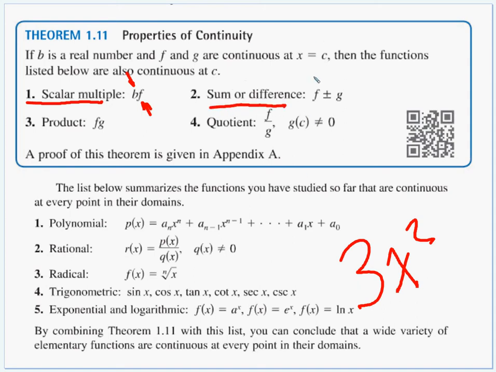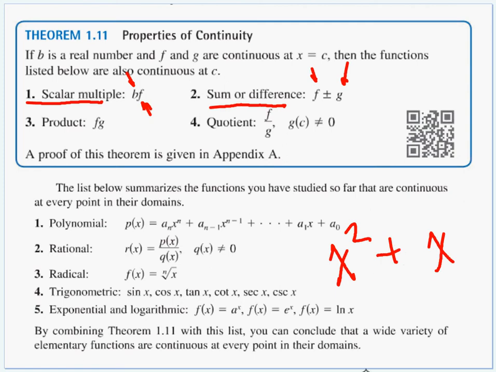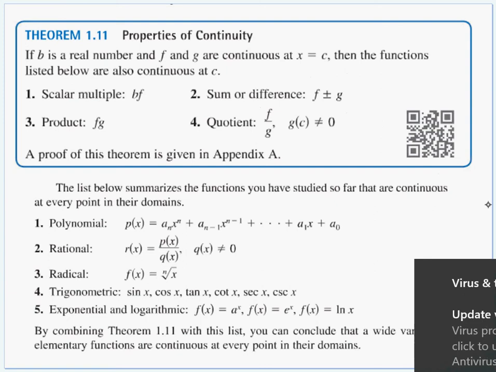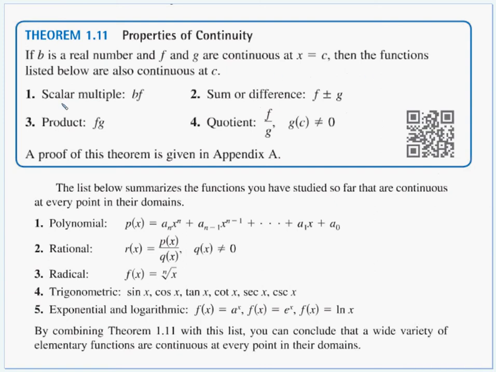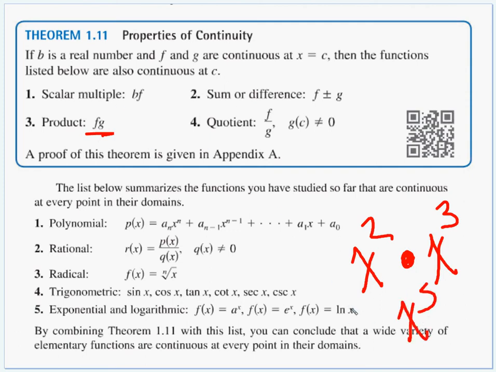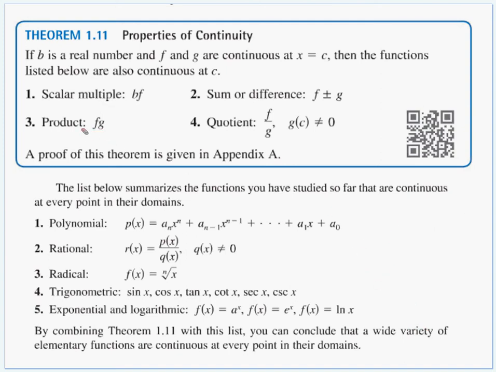Sum or difference. If I have one continuous function plus another continuous function, then the resulting sum or difference will also be continuous. Like again, if x squared is a continuous function and x is a continuous function, if I add them together, I'm going to have another continuous function. Product. If I have one continuous function, x squared, and I multiply it by another continuous function, x cubed, the resulting function would be x to the 5th. It would also be continuous. So taking the product of 2 continuous functions preserves continuity.